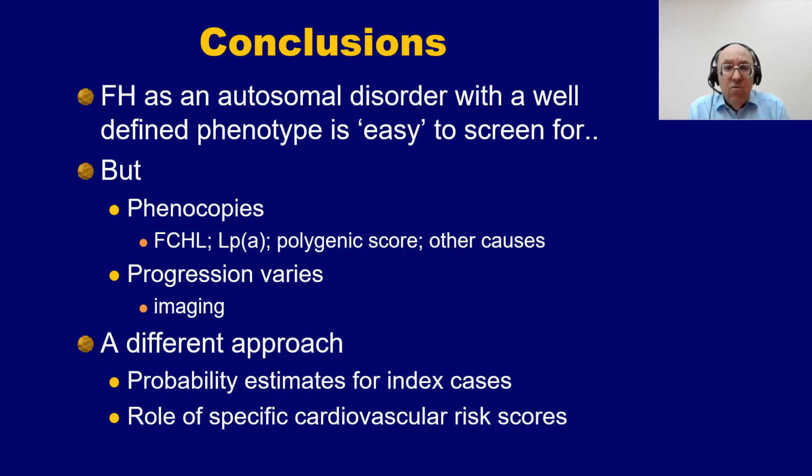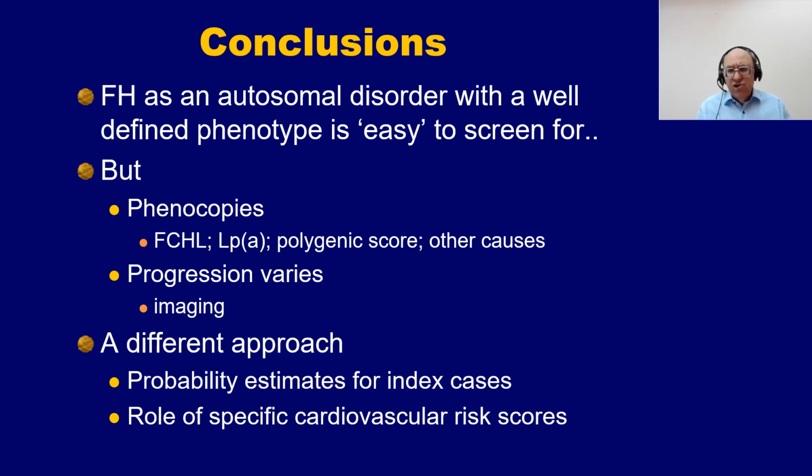So in summary, we know that FH is an autosomal disorder with a well-defined phenotype that should be easy to screen for. In reality, we have problems with phenocopies, some of which actually do require treatment identification, such as familial combined hyperlipidemia, those likely with high lipoprotein(a), those with polygenic risk scores above the 90th centile, those with other causes of high cholesterol, because many of those manifest as premature coronary disease related to the underlying condition. We know that progression varies. We might have to individualize our approach a lot more, and that's where the role of imaging comes in.